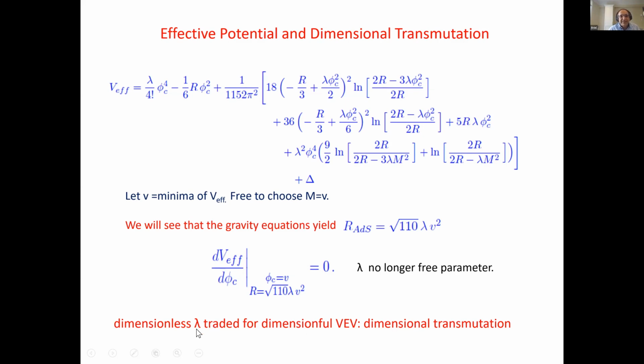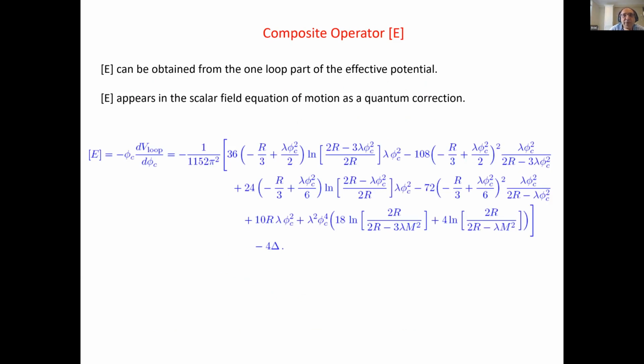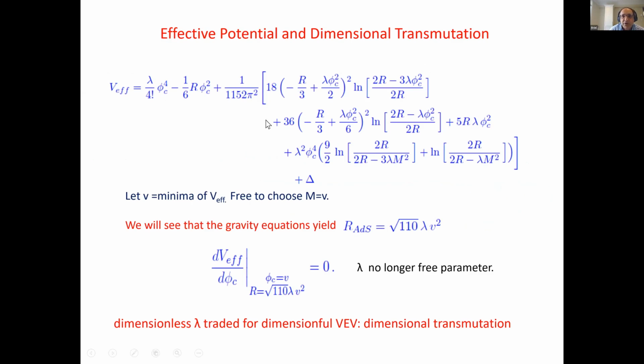So the dimensionless lambda is traded for the dimensional VEV, okay? And that's what we call dimensional transmutation. So the basic idea is after the quantum corrections, now you're going to have this VEV, and the VEV sets the Ricci scalar and also sets the value of the vector. So the crucial thing, all of this is really getting this nice potential with logarithmic corrections. Then there's the composite operator E, and this can be obtained from the one loop part of the effective potential. The one loop part is the part with those logarithmic terms here.